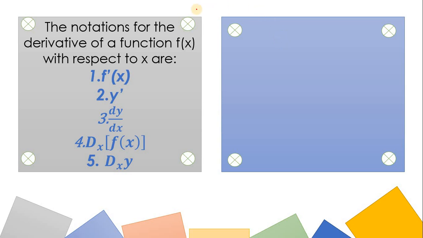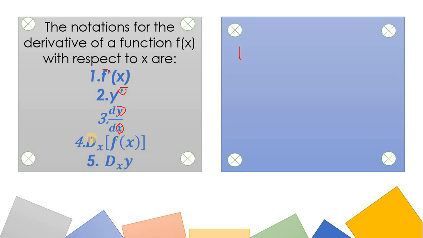Again, the first that I presented earlier is f prime of x. So that is f prime of x. You can also use y with the apostrophe here, y prime. We believe f of x is equal to y. Another notation is dy over dx, where y here is your dependent variable, and your x here is your independent variable, dy over dx.